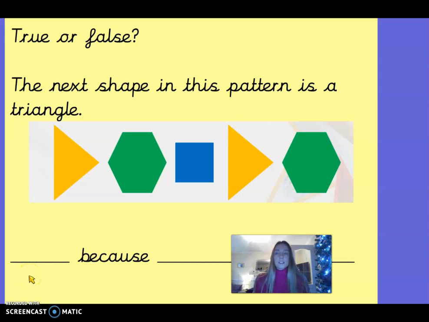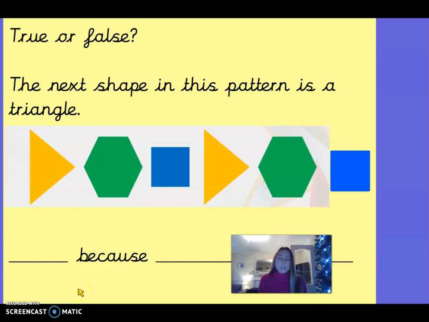This time it's asking us if this statement is true or false. So I've got a repeating pattern here. Triangle, hexagon, square. Triangle, hexagon. It says the next shape in this pattern is a triangle. Pause the video and have a look at the repeating pattern. Do you think it's true or false, and can you explain how you know?